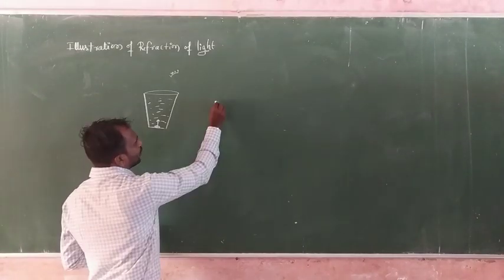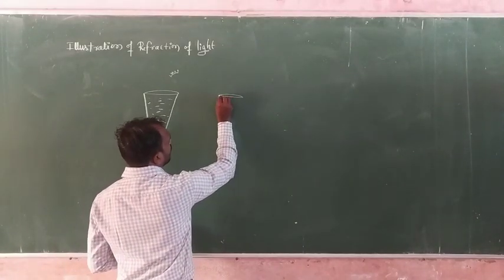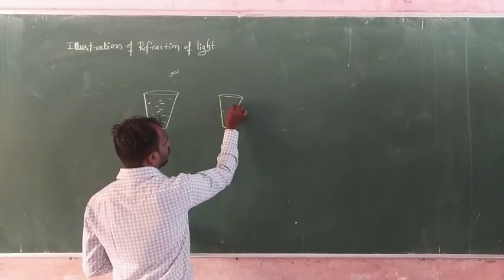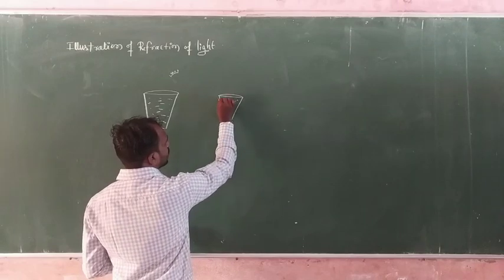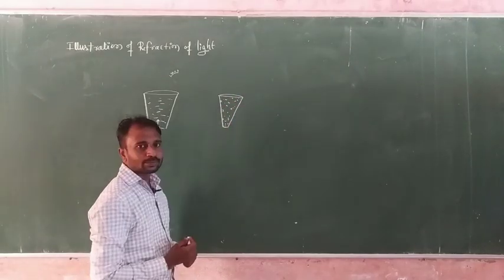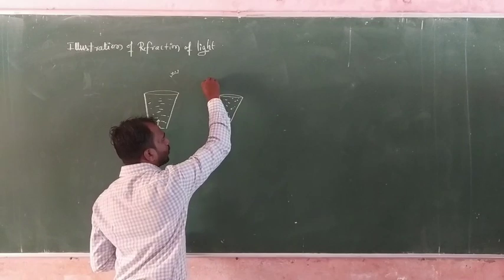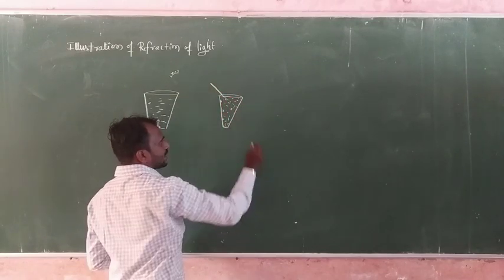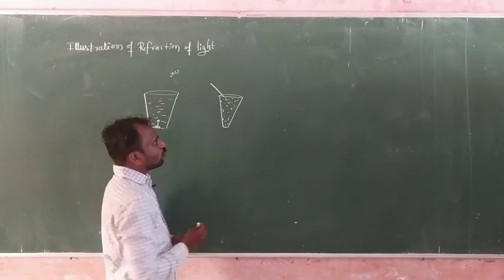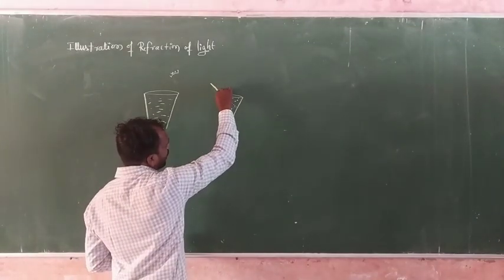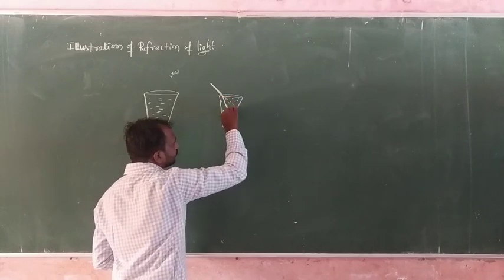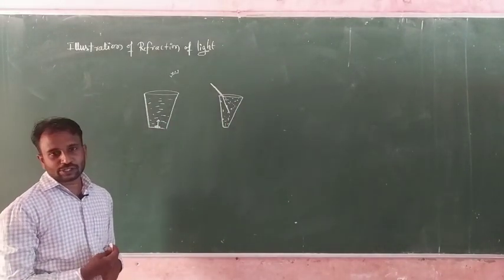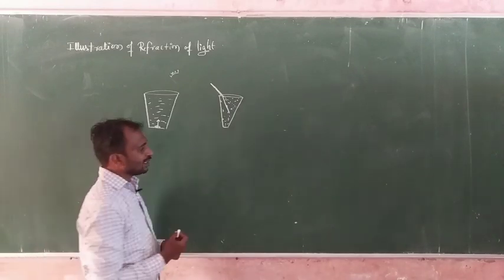Another example: here we consider a glass full of water, and I will place a pencil partially inside this glass. Then what happens? The pencil appears to be bent because of refraction. Another phenomenon is there.